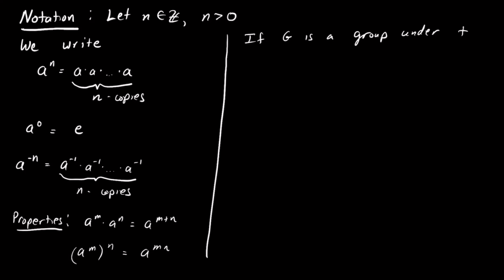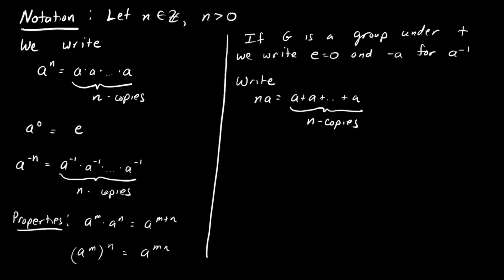So if G is a group under addition, we actually use the following notation. We use 0 for e, right? Typically zero is the additive identity in any group under addition, so we'll just call that element 0. And we'll use minus A for A inverse, so we'll just call that element negative A. And we write the following. Instead of A to the n, we write nA. So nA is just A plus A, where I have n copies of A.